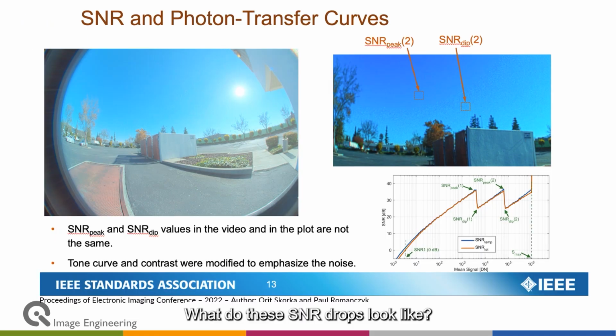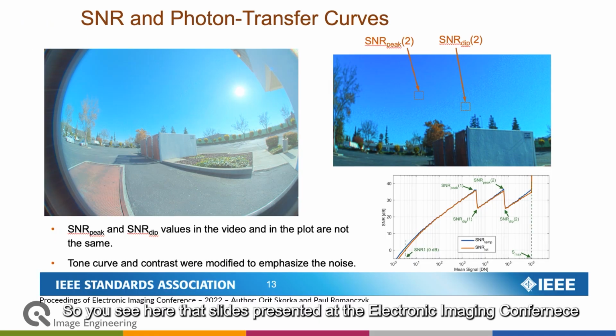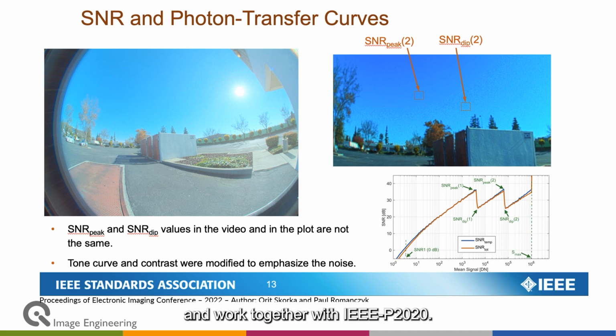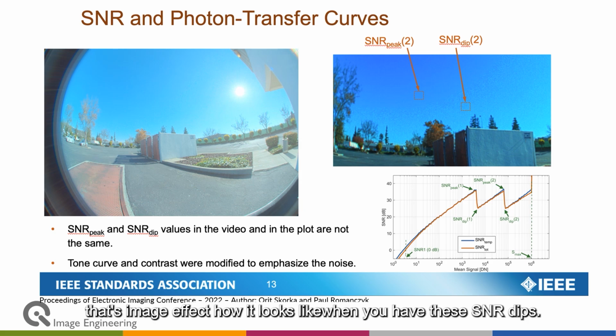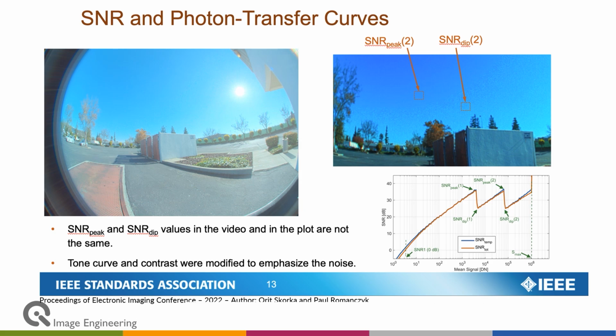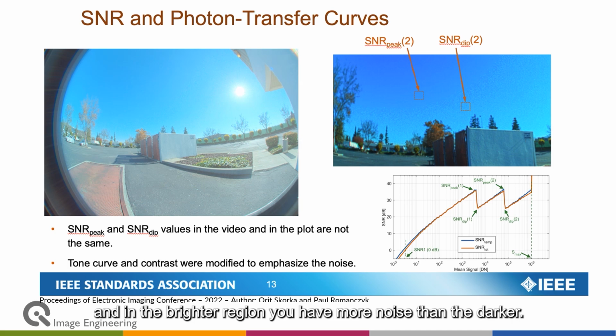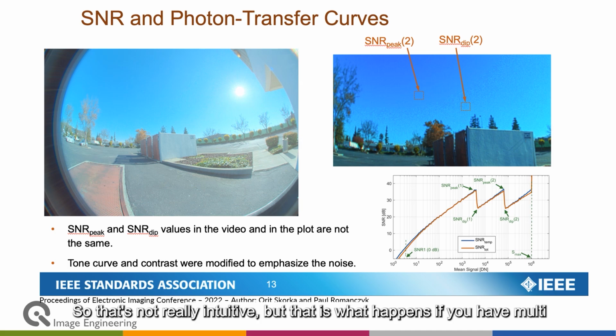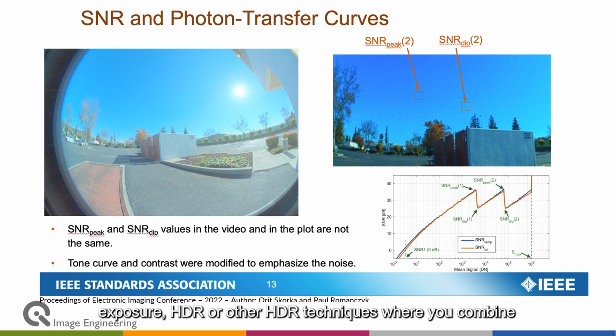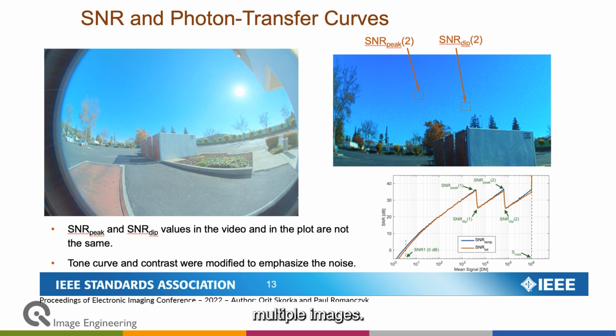So these SNR drops, how does that look like? So you see here slides presented at Electronic Imaging and work together at IEEE P2020. And you see in the top right, that's image effects, how it looks like when you have these SNR dips. So you have this gradient in the sky, and in the brighter region you have more noise than the darker. That's not really intuitive, but that is what happens if you have multi-exposure HDR or other HDR techniques where you combine multiple images.